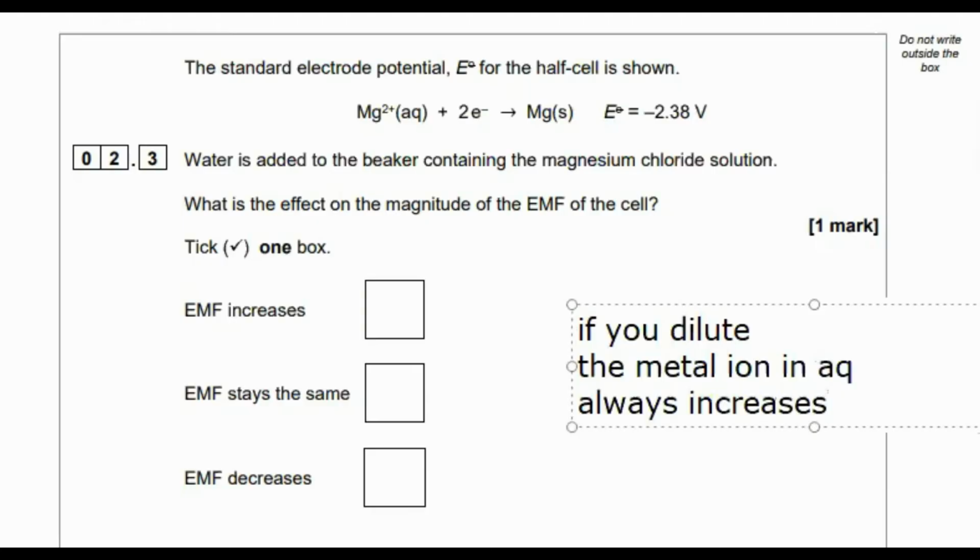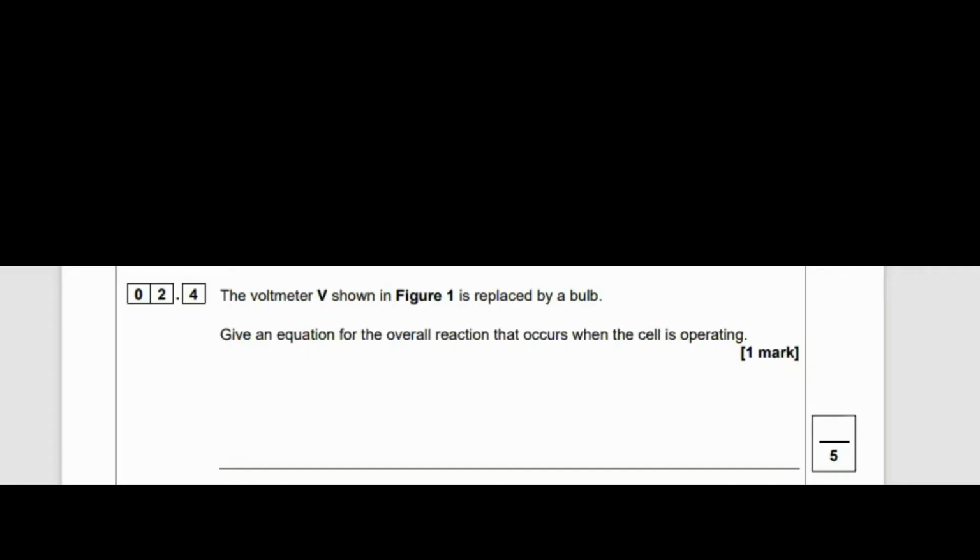That's going to cause the reaction above here, which is shifting to the right, to shift to the left. It's going to cause more magnesium atoms to break down from the electrode in order to increase the concentration of magnesium ions. So if you dilute the solution of magnesium ions, you are going to increase the EMF. And that goes for any metal ion in a half cell. If you dilute it, you will increase the EMF because by Le Chatelier's principle, it's going to create more ions.